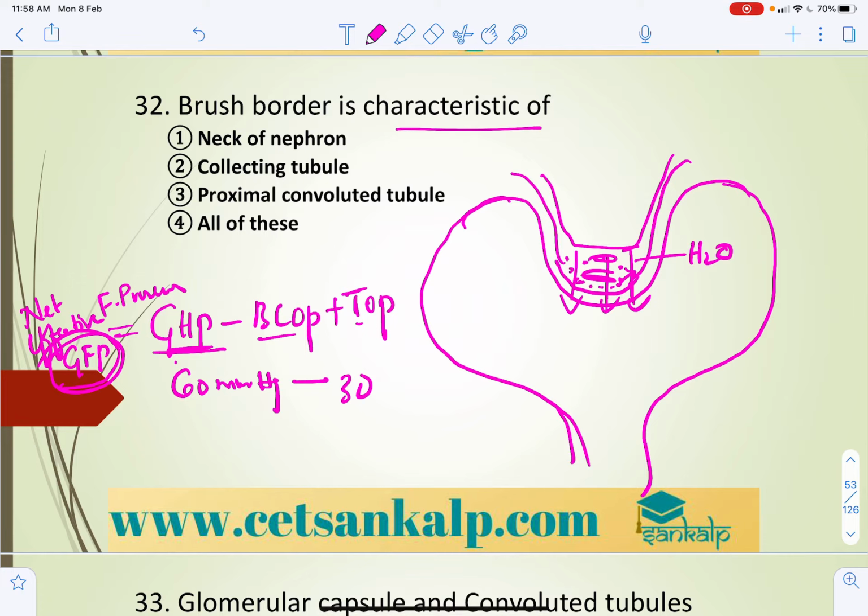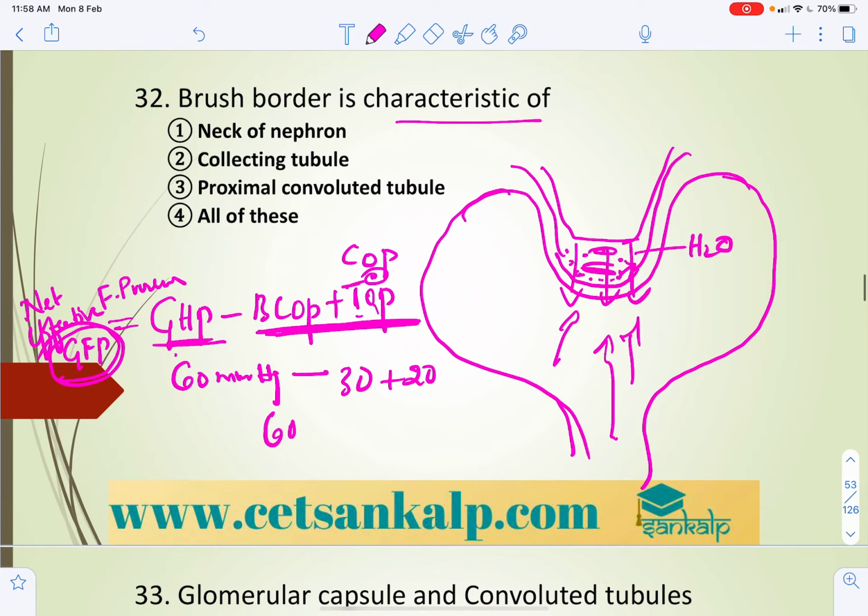And the tubular, or I can say capsular osmotic pressure, here on this side, and these two act as back pressures. Against the 60, the total is 50, where the tubular osmotic pressure is 20. So finally 60 minus 50, this is the back pressure. Back pressure is due to these two things.